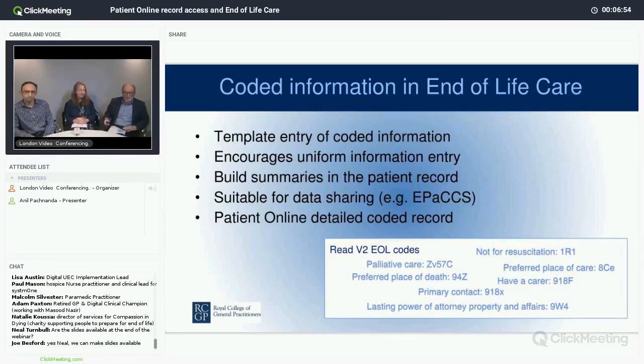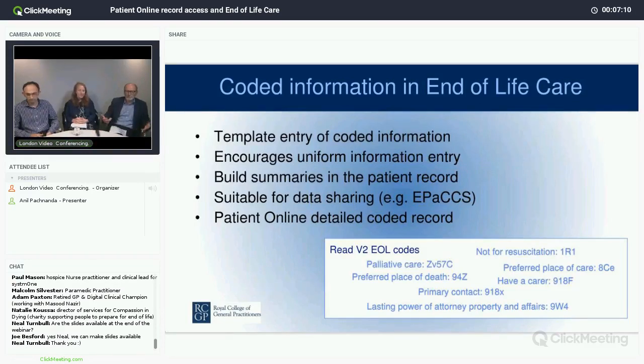And in end-of-life care, this coded information can be really useful. So this can be entered through templates. All the systems, the GP systems, have templates within the structure to help you add the right codes. It encourages the correct codes to be added, which have a clear meaning, and it means you can explain to the patients what codes are there and how to interpret them. And the codes also in the templates are suitable for sharing systems around the country, particularly where the local community has an EPaCCS system up and running.